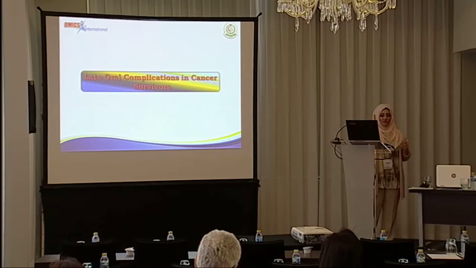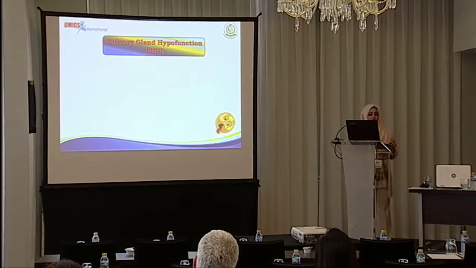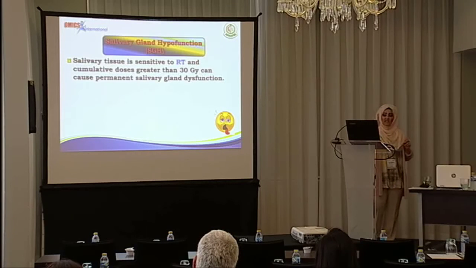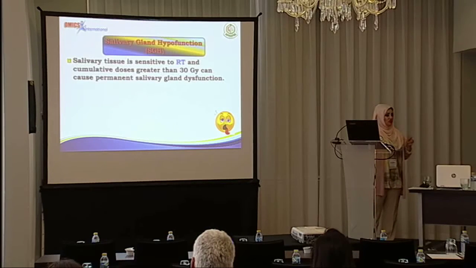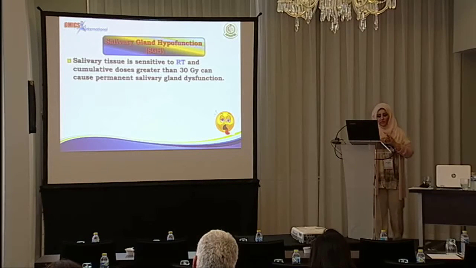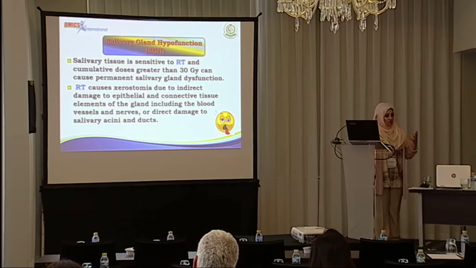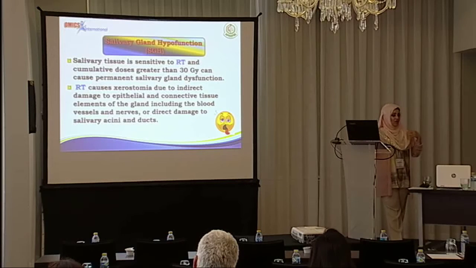So let's review some of these late oral complications. The main one is salivary gland hypofunction. As you may know, salivary gland tissue is quite sensitive to radiation therapy. A cumulative dose of more than 30 gray is enough to cause permanent damage to the salivary gland. This toxicity is caused by the direct cytotoxic effect of radiation therapy on the salivary acini, and the indirect damaging effect on the epithelial and connective tissue of the salivary gland. So the outcome will be a reduction in the salivary flow rate, not only in quantity but also in quality, and then we'll have more viscous or mucous saliva.